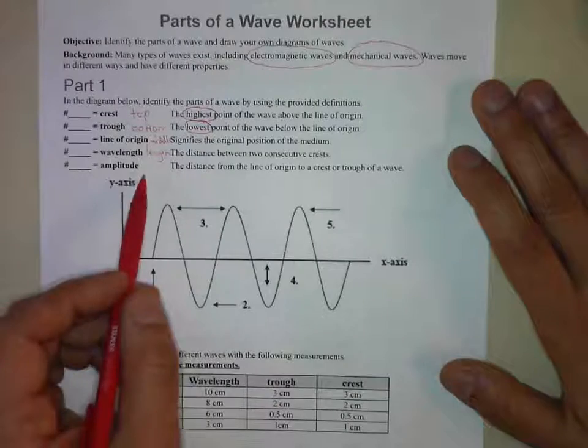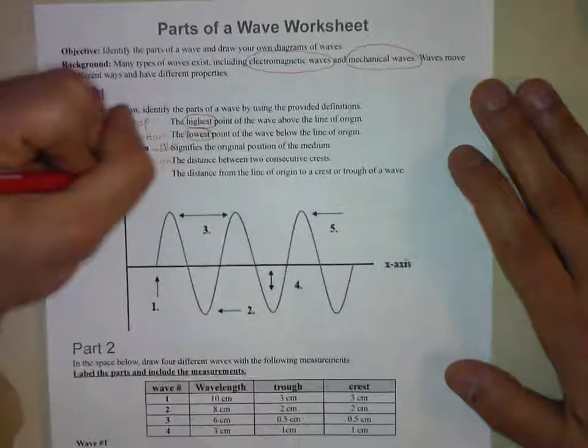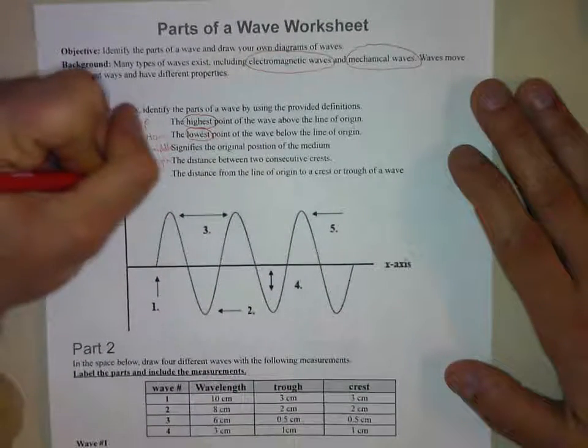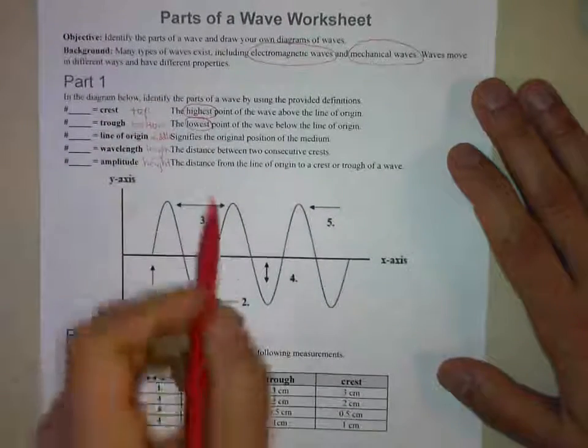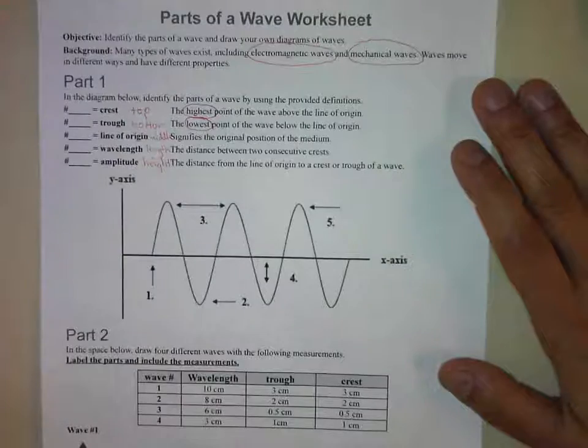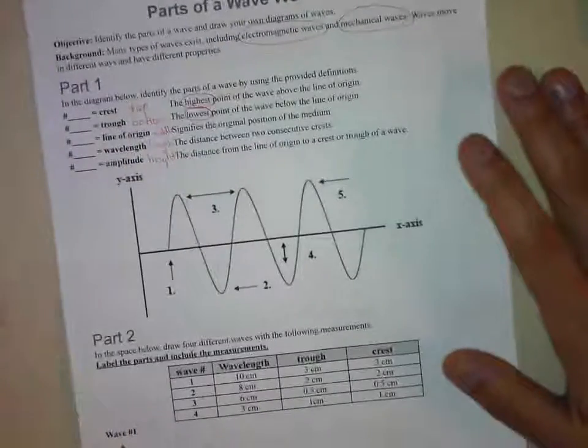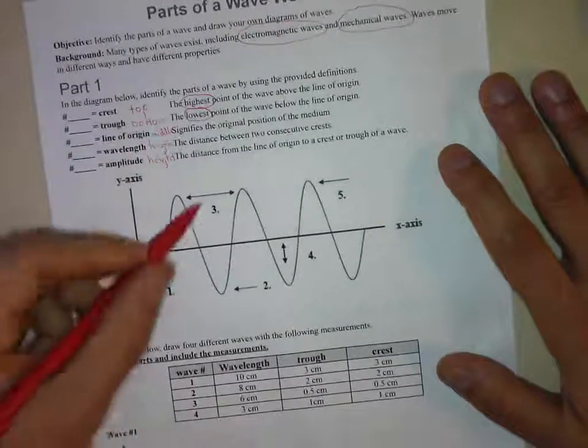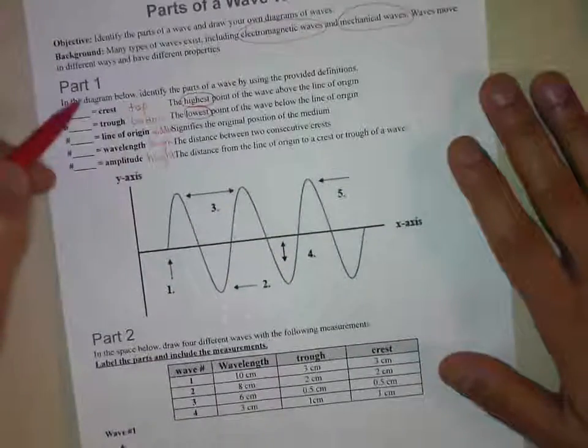And amplitude is the height. So if wavelength's the length, amplitude is the height of a wave. It's the distance from the center line to the crest of a wave. Okay, so I just want you to put the numbers here for which number represents the different parts.